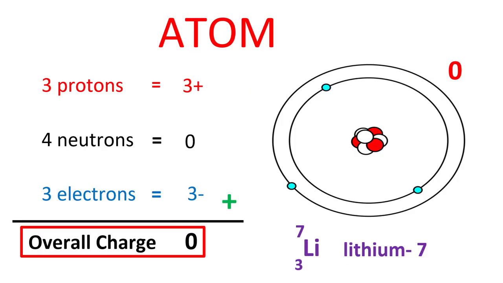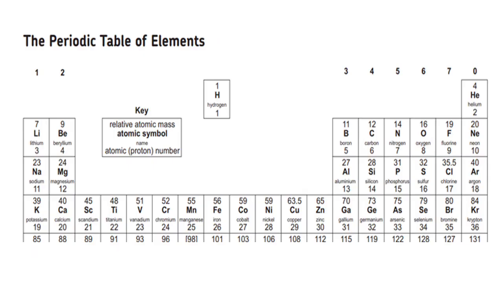Now on to an atom. The key point about this slide is all atoms have a charge of 0 because they have the same number of protons and electrons. Here's lithium, 3 protons, 3 electrons. If it's iron, 26 protons, 26 electrons. If it's uranium, 92 protons, 92 electrons. It always adds up to 0.